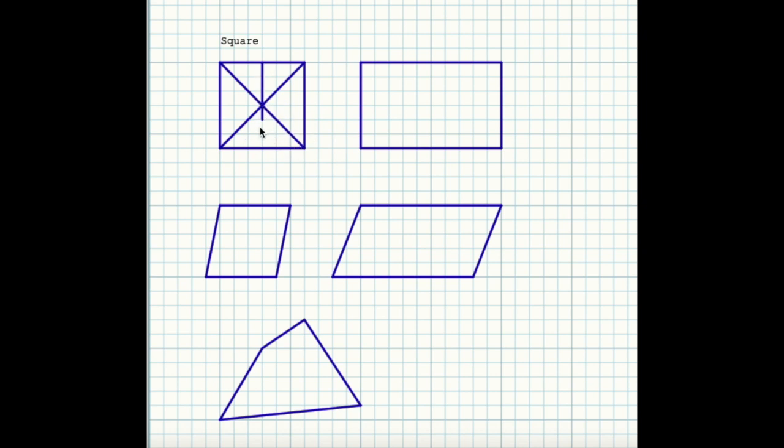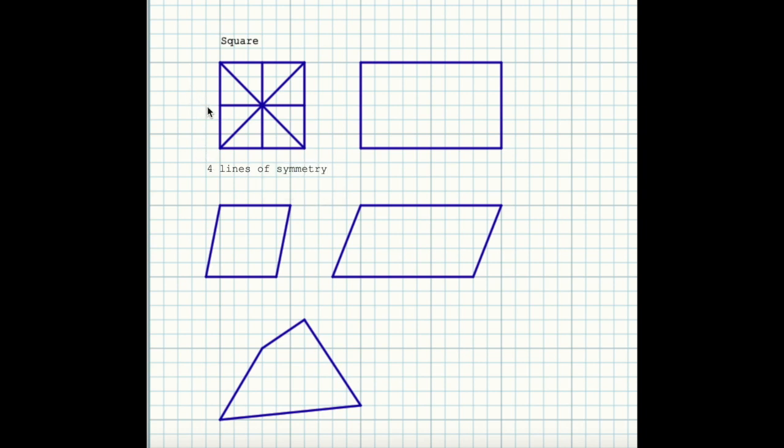Now I can make a line here. This side will fold over perfectly and cover this side. Those two sides will fold perfectly and match each other perfectly. And the same thing over here. This side will match this side perfectly. So I know, looking at that, a square has 4 lines of symmetry.